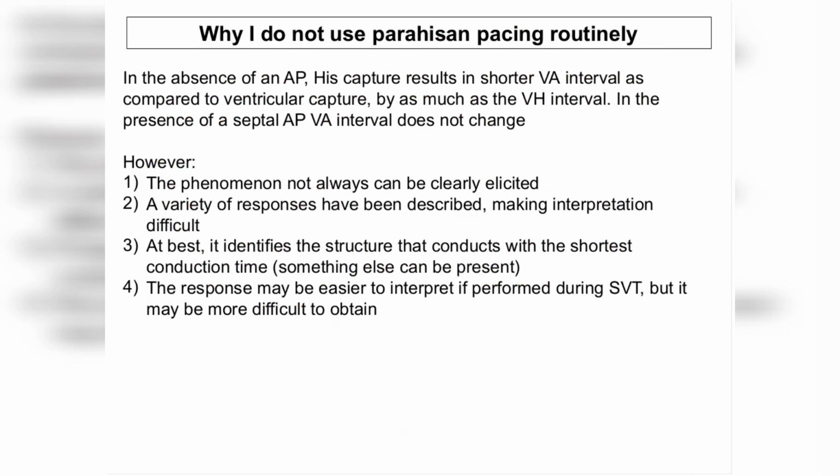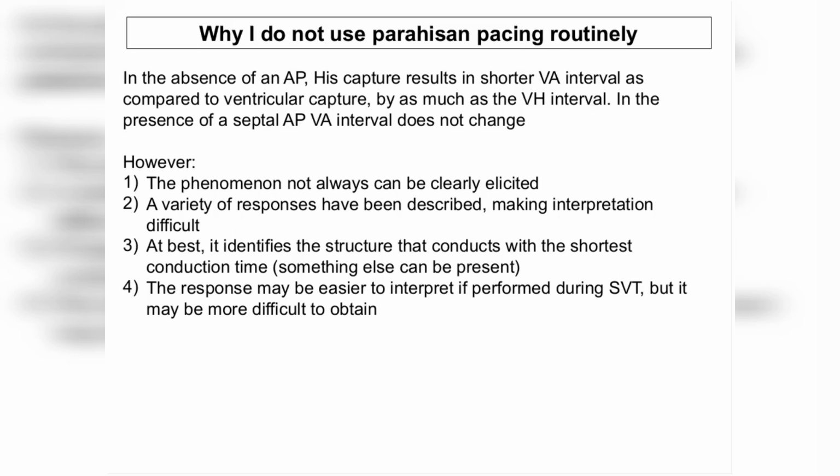Number 2, what you have seen in these 2 examples are clear-cut responses, but it has been described that a variety of responses can also happen, in which there can be some change in the VA interval, but not as big as in the first example. And that makes the interpretation difficult.